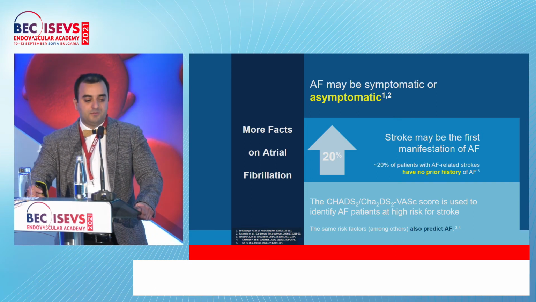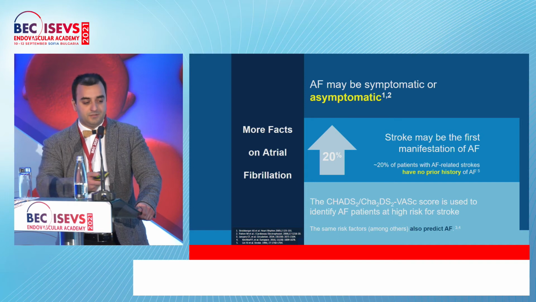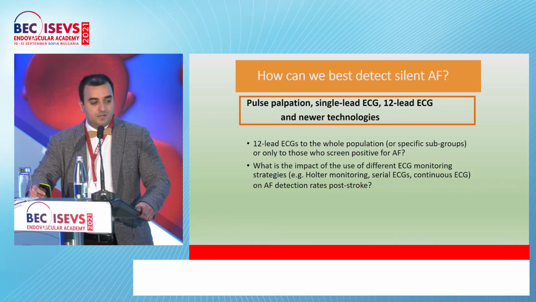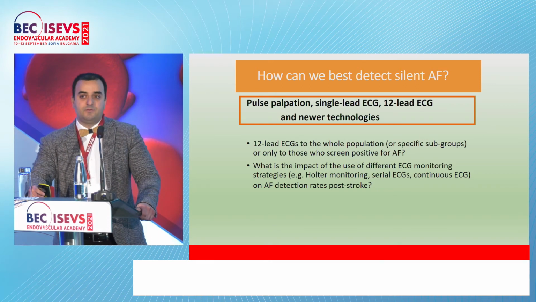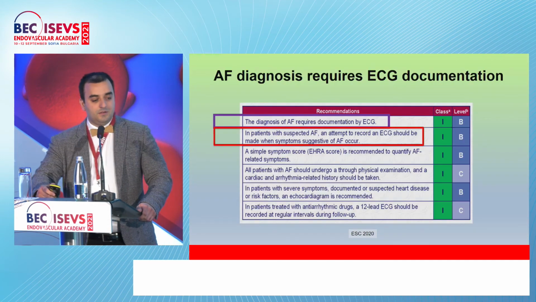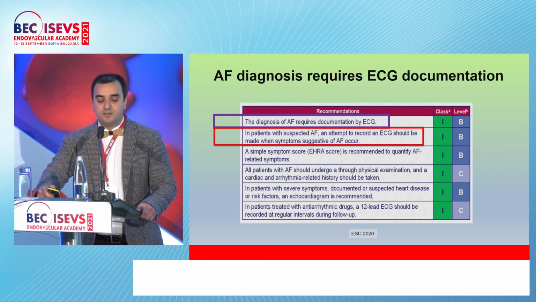Really often, about 20% of our patients have a first manifestation of the atrial fibrillation as a stroke. And we have a lot of patients completely asymptomatic with the atrial fibrillation. This is really important to be known. How should we detect the atrial fibrillation? We have a recommendation from the European Society of Cardiology, and to say yes, we have atrial fibrillation, this diagnosis requires ECG documentation, and this is mandatory.